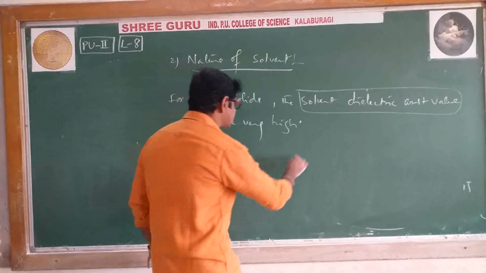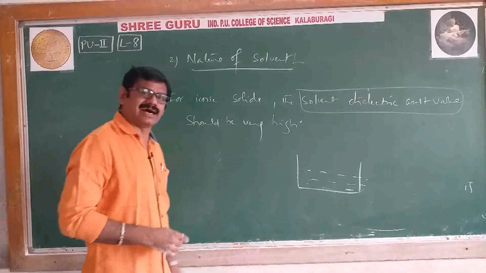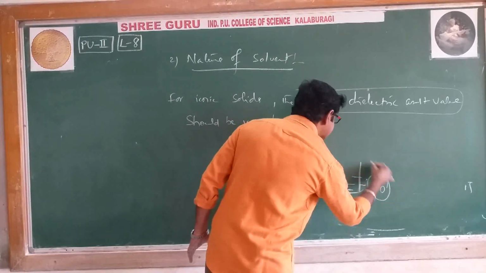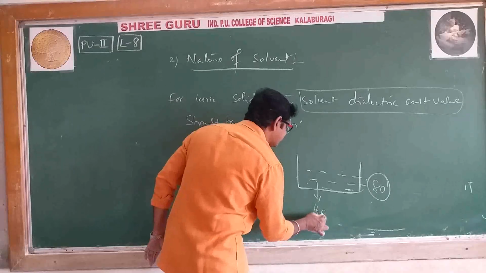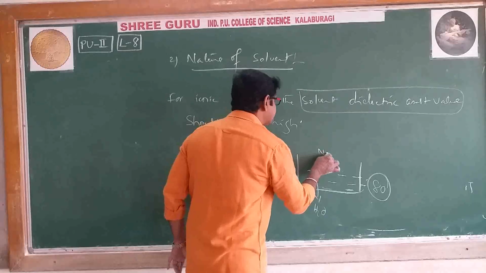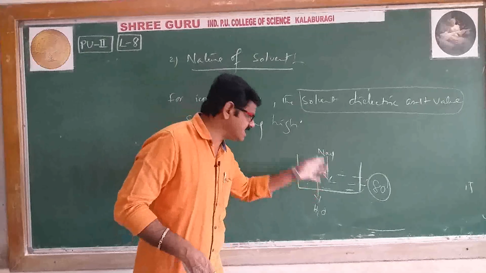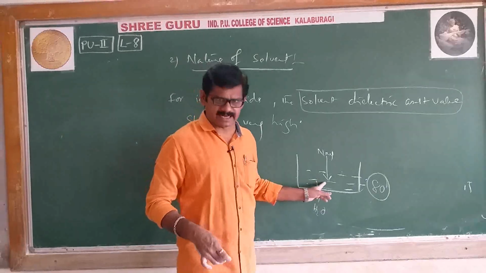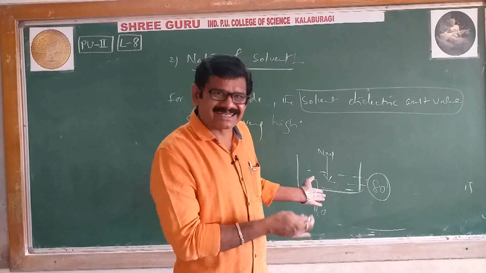Let's discuss now. See here, it is water. Water's dielectric constant value is nearly 80 or 81, let's say 80 as a round figure. So what is meant by dielectric constant? That is what we are discussing now. In this water, suppose we have added NaCl. Then immediately NaCl is soluble in water. Why is NaCl soluble in water? Because water has a high dielectric constant.